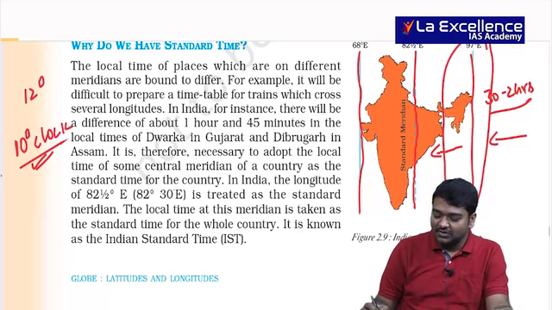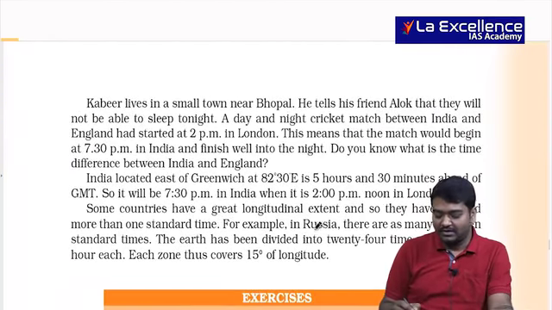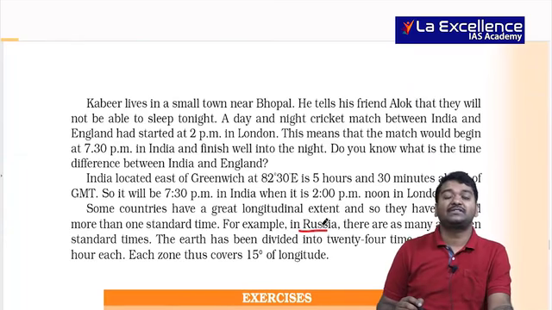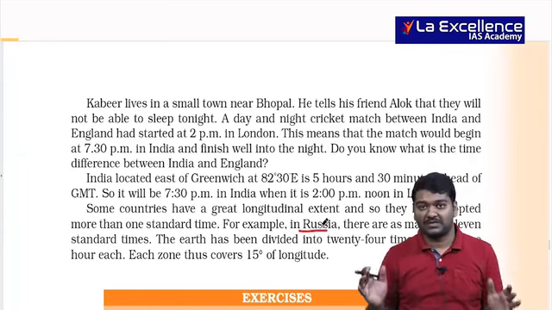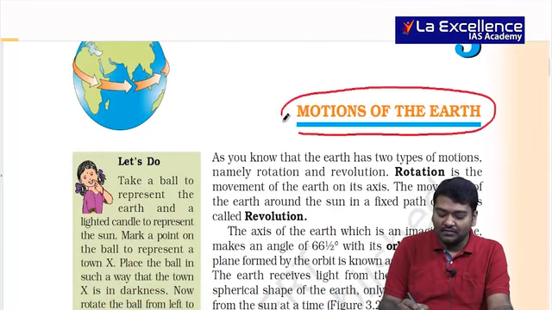There is nothing much to see about this in this chapter. The last important thing is that Russia's east-west extension is more, so they will have more longitudes present. Is that fine? After this, let's take up motions of the earth.